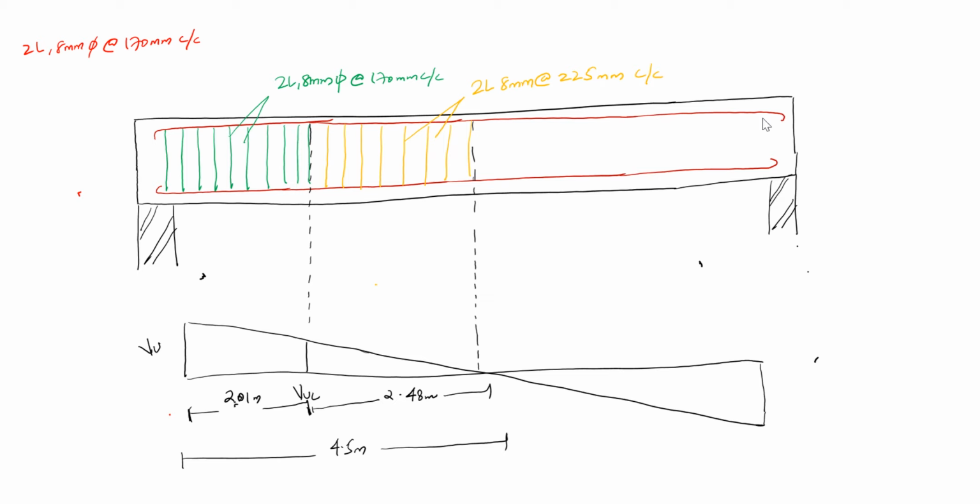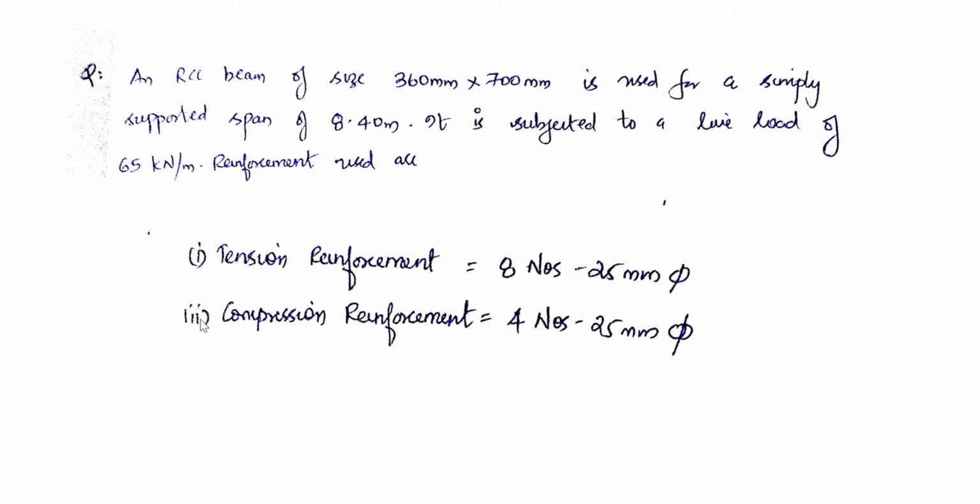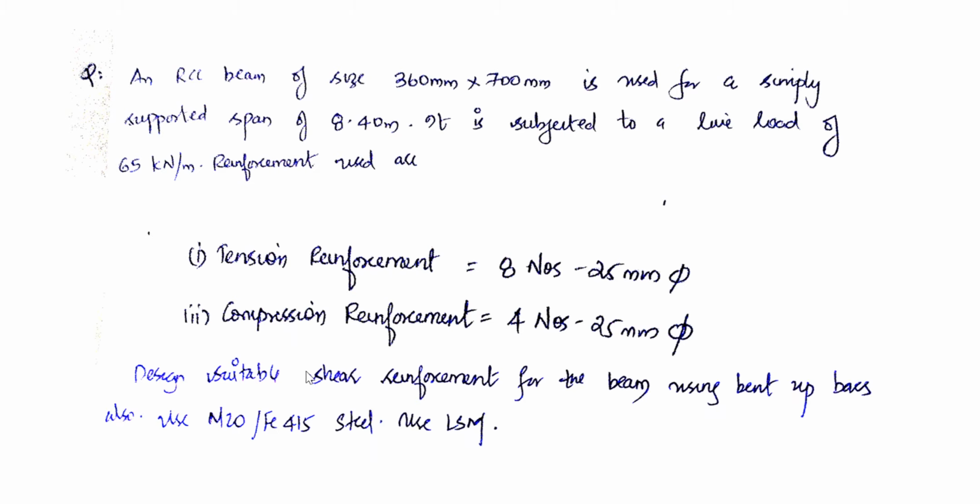Now next problem we will see the design for shear when we are using bent up bars. So you can see the next question. An RCC beam of size 360 mm by 700 mm is used for a simply supported span of 8.4 meter. It is subjected to a live load of 65 kN per meter. Reinforcement used are tension reinforcement 8 numbers 25 mm φ and compression reinforcement 4 numbers 25 mm φ. Design suitable shear reinforcement for the beam using bent up bars. Also use M20 grade concrete and Fe415 steel.